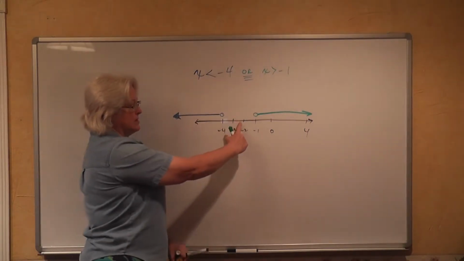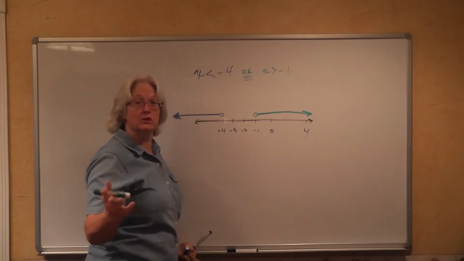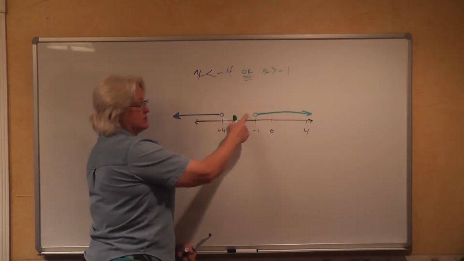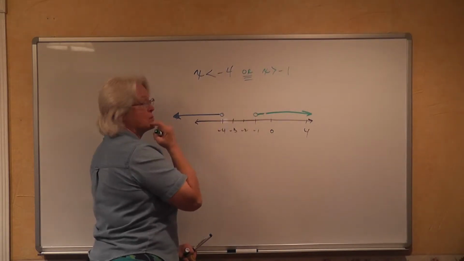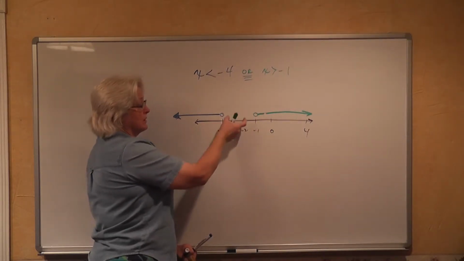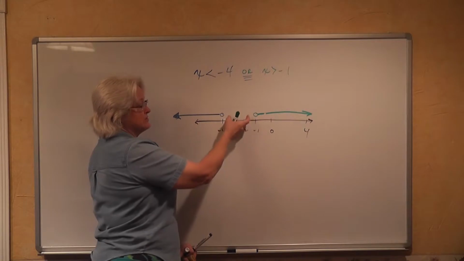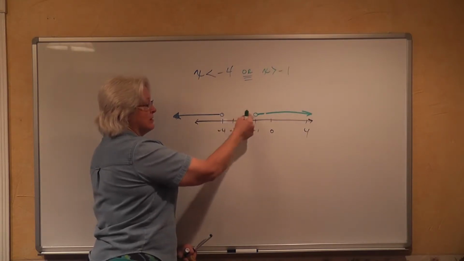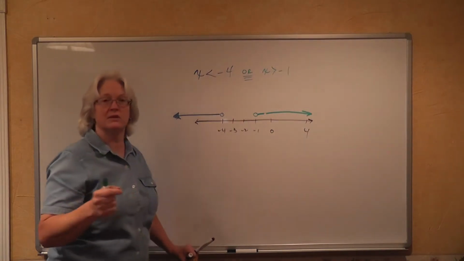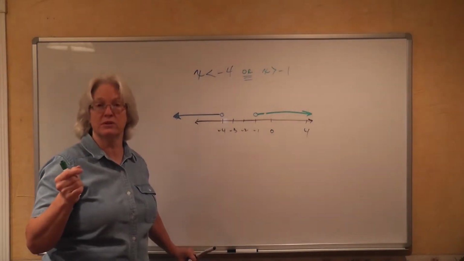Is -2 a part of our solution? No, it's not shaded at all. You don't have the graph of either of those inequalities covering this area. So -2 is not a part of the solution, nor is any of this area here because it's all blank. But what if we said x were equal to 0?